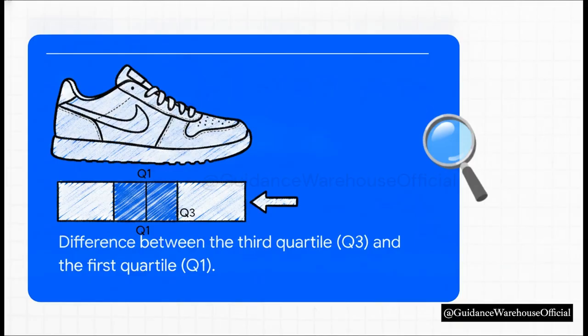So we need a backup tool for measuring spread, the interquartile range, or IQR. It's like a filter. The IQR isolates the exact middle 50% of our data. It literally chops off the bottom 25% of minimalists and the top 25% of sneakerheads and just hones in on the core typical classmates. You find it simply by taking the third quartile and subtracting the first quartile. It's an incredibly stable, reliable way to measure spread.